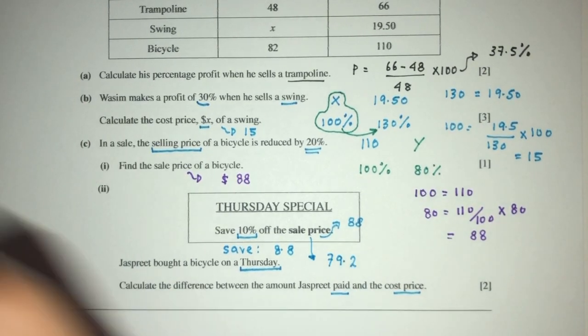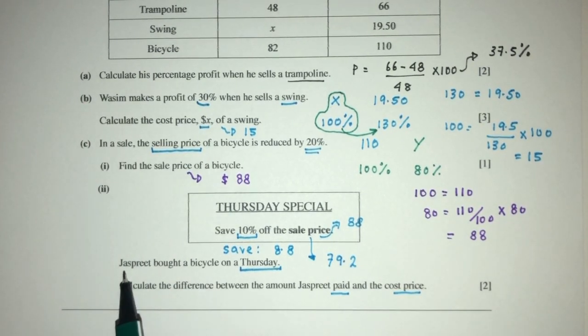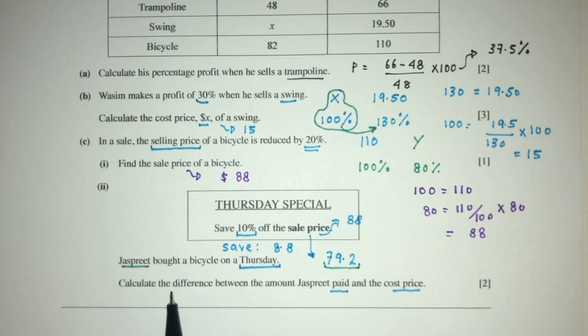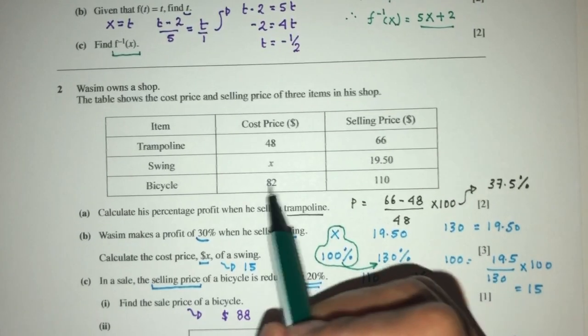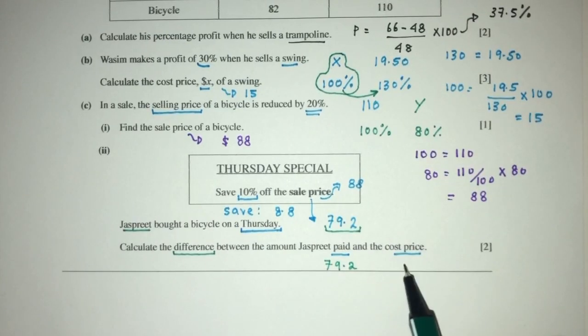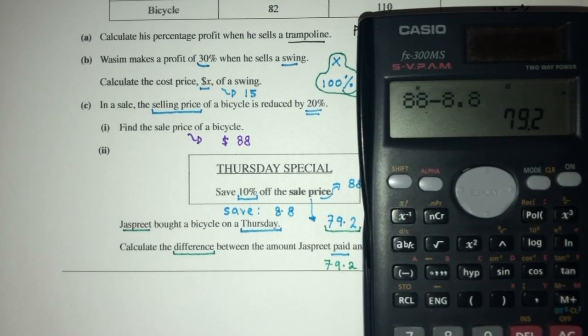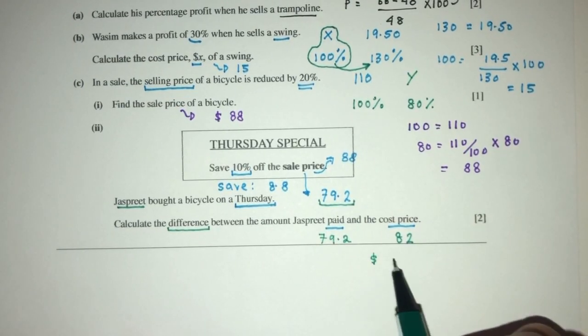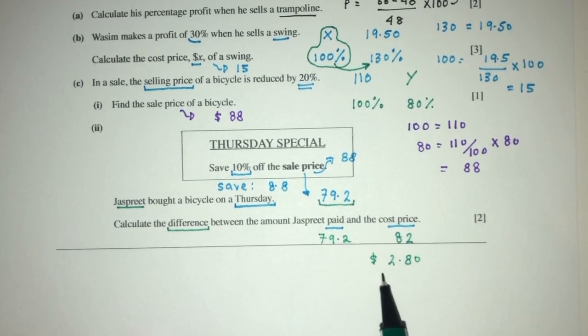79.2. So the main idea here is that Jaspreet paid this much for the bike. Now, find the difference between the amount he paid, which is 79.2, and the cost. The cost was 82. So what is the difference? Let's find out. That will be 82 minus the answer. That will be $2.8. $2.8 will be the difference between those two prices.